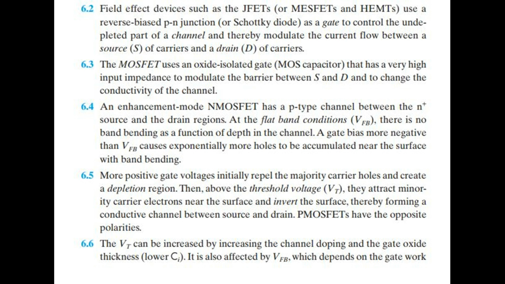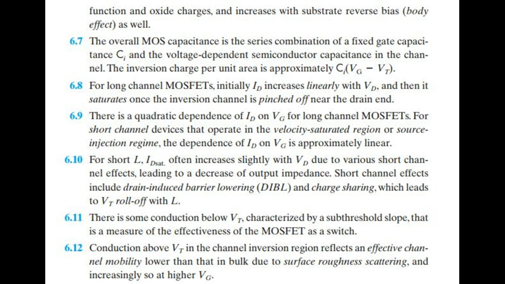P-metal oxide semiconductor field effect transistors have the opposite polarities. 6.6 The VT can be increased by increasing the channel doping and the gate oxide thickness, lower Ci. It is also affected by VFB, which depends on the gate work function and oxide charges, and increases with substrate reverse bias, the body effect, as well. 6.7 The overall MOS capacitance is the series combination of a fixed gate capacitance Ci and the voltage-dependent semiconductor capacitance in the channel. The inversion charge per unit area is approximately Ci (Vg - Vt).